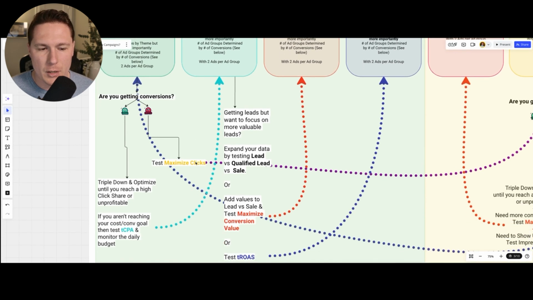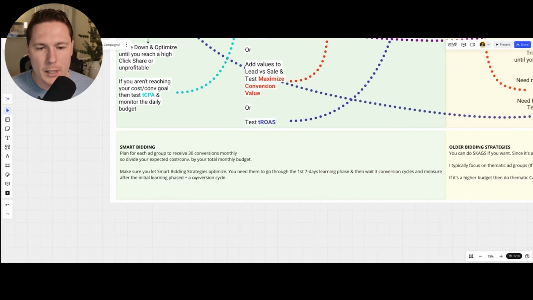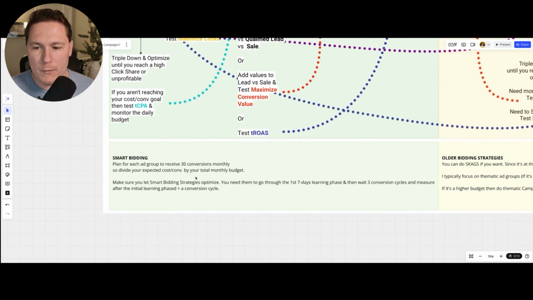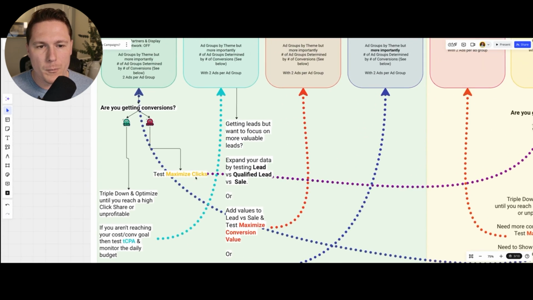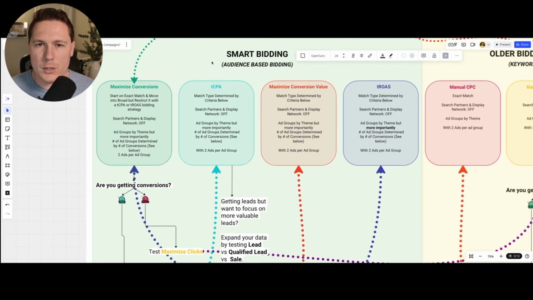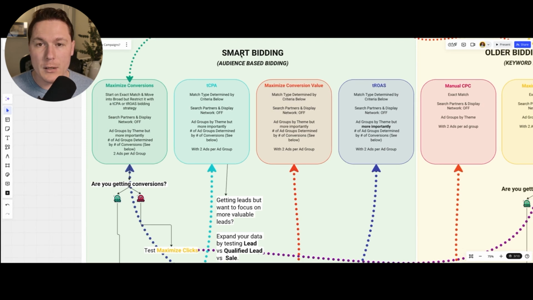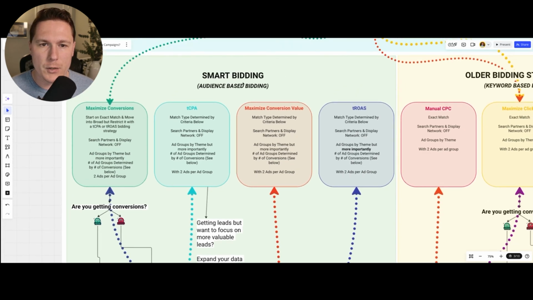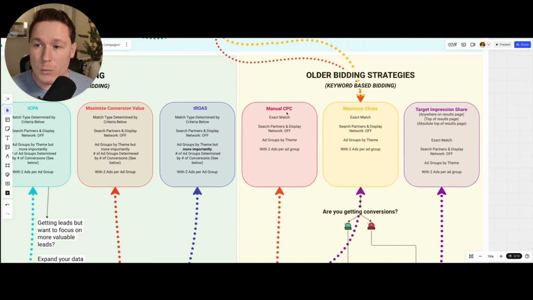So just a couple quick tips on that. Make sure that you leave your optimizations, at least from a cadence standpoint, at least 30 conversions per ad group, and just let it optimize from there. That way you're giving the algorithm enough time to be able to optimize itself. So again, it's really difficult to use smart bidding and leave it alone. I get it, but do not optimize it as if you're optimizing the keyword-based bidding strategies. So again, there's audience-based bidding strategies, and then there's keyword-based bidding strategies.